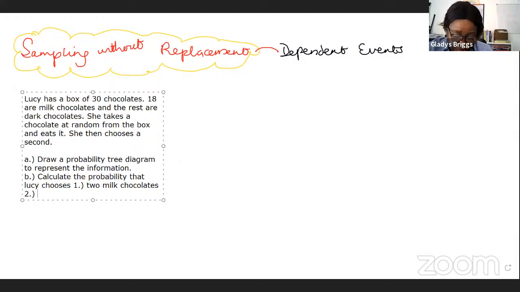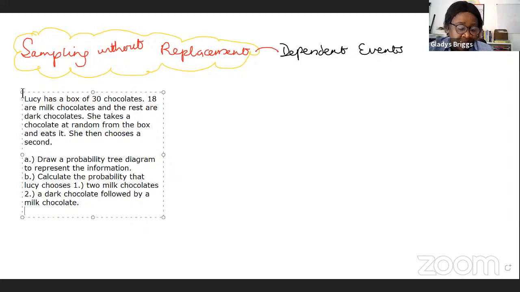Question 2. A dark chocolate followed by a milk chocolate. 3. At least 1 milk chocolate. Okay, guys, off you go.